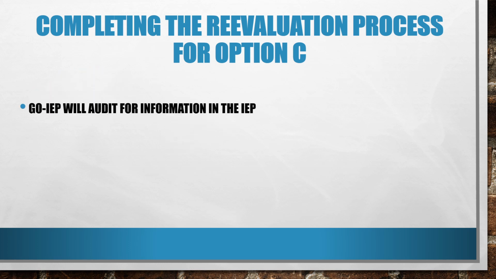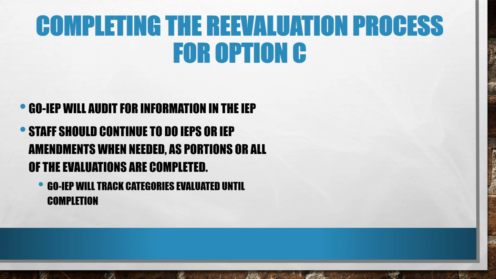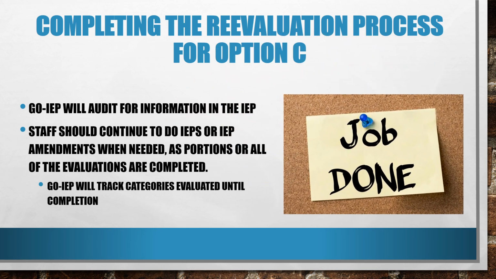GO-IEP will audit by saying the category of blank is checked for reevaluation information, but no new information has been provided for that category in the present levels of performance. This audit will be seen if there is nothing entered in the present levels for that category, and also there is no assessment date for that category greater than or equal to the meeting date on which the evaluation was requested. Staff should continue to do IEPs or IEP amendments when needed as portions or all of the evaluations are completed. GO-IEP will track categories evaluated over multiple annual reviews or amendments until all are completed.